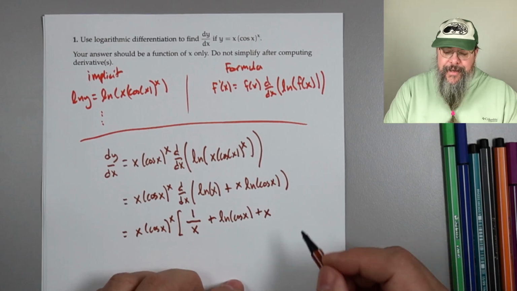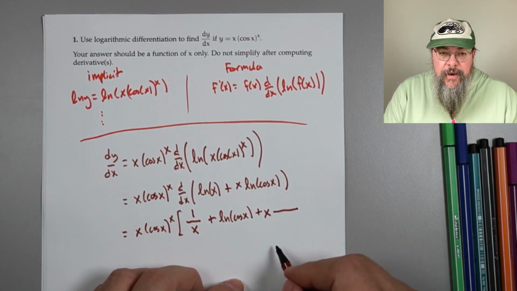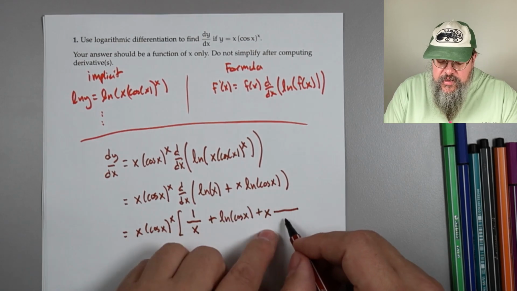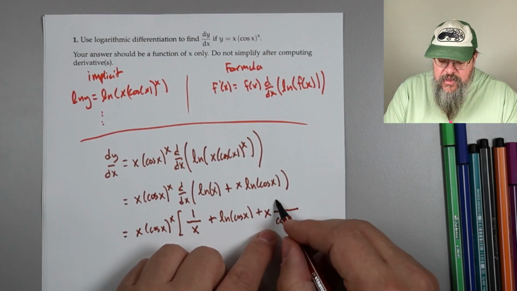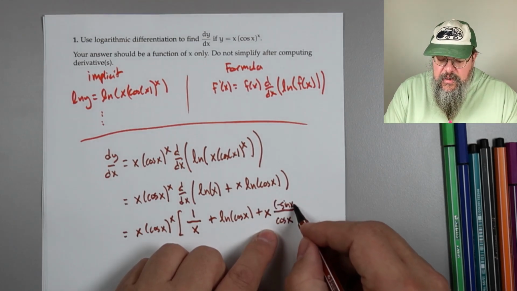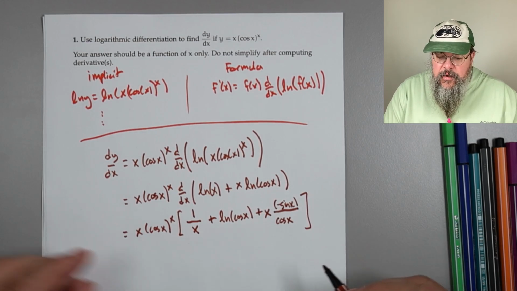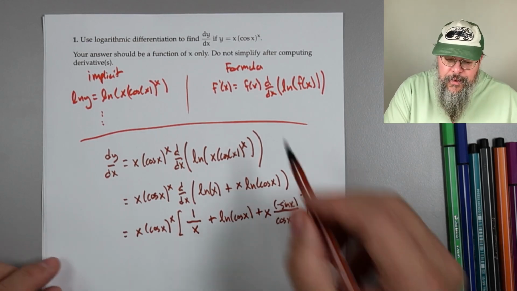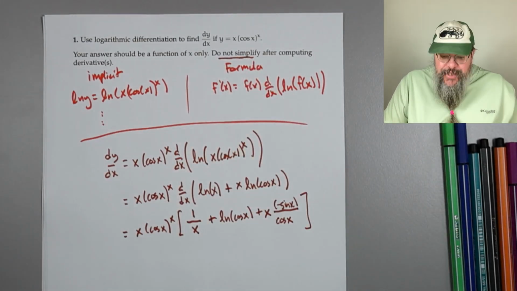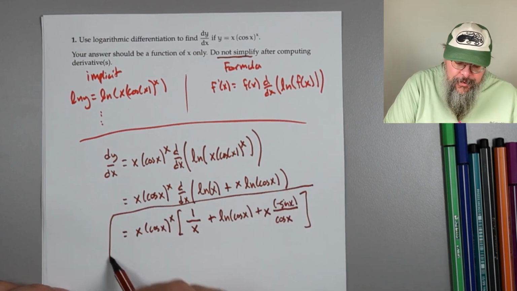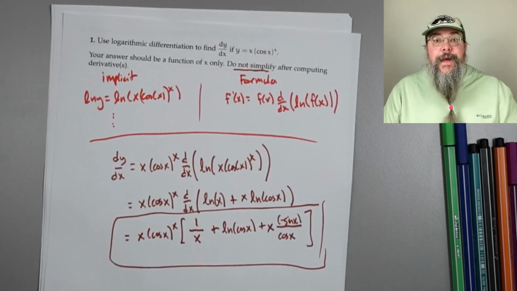It's another log. So how do you take derivative of log? Fraction. What goes downstairs? The function. What goes upstairs is the derivative of cosine, which is negative sine. Okay, and now what should we do? We should not simplify. Why? Because it's not asked for. So we're done, and we move on.